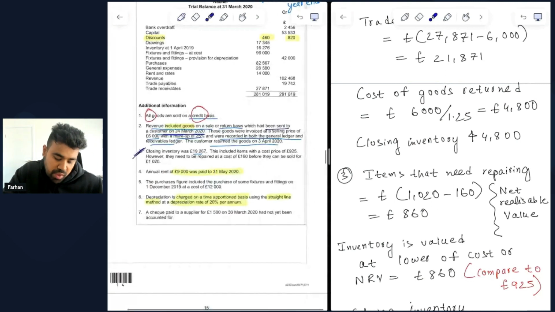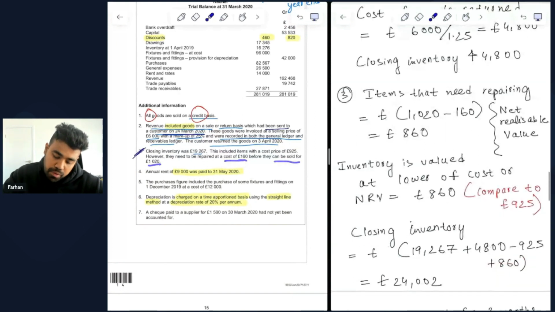Closing inventory was £19,267. This included items with a cost price of £925. However, they need to be repaired at a cost of £160 before they can be sold for £1020.